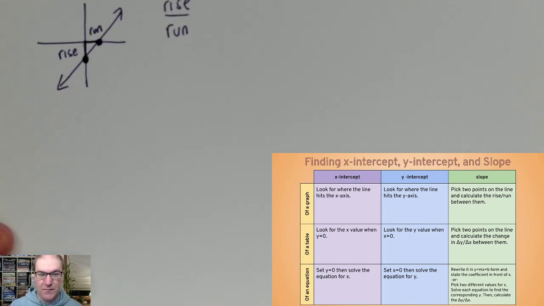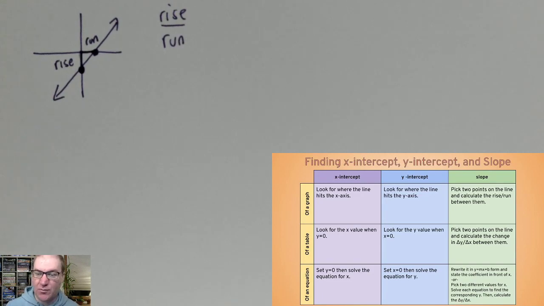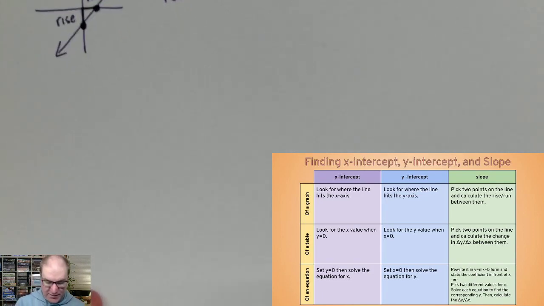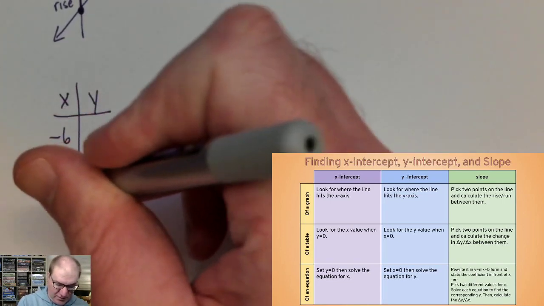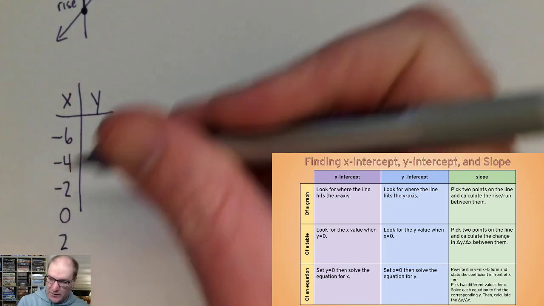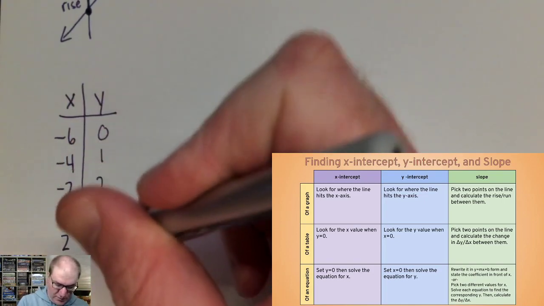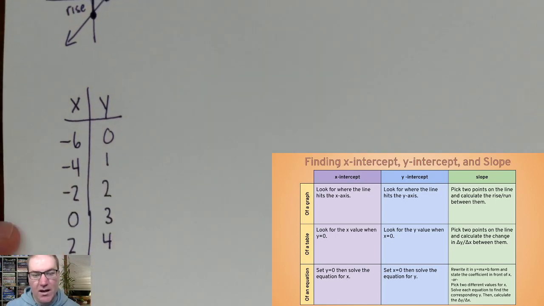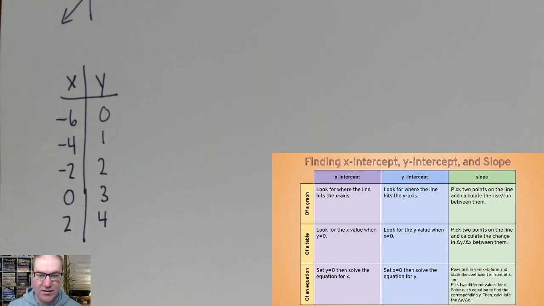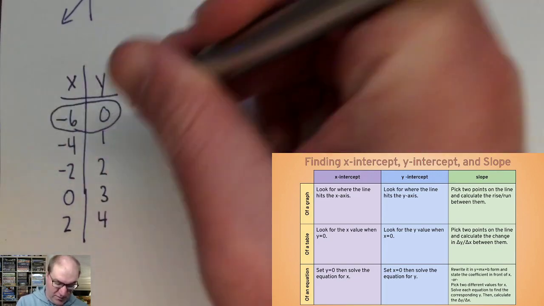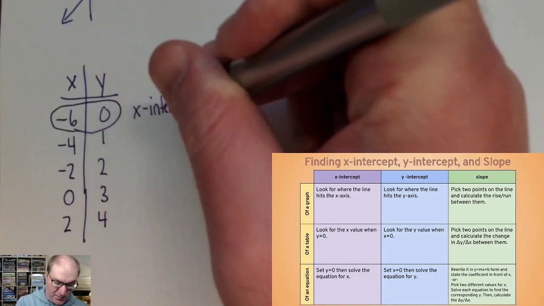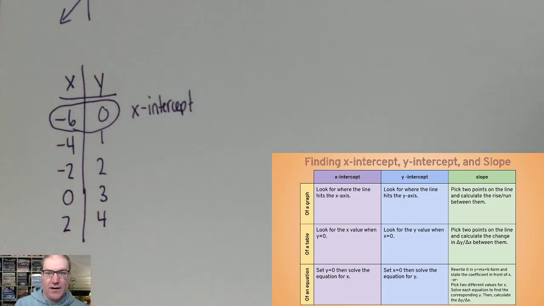Now the next row says, how do you find the x-intercept, y-intercept, and slope of a table? Let's say I give you a table that looks like this: x values of -6, -4, 2, 0, 2, and y values of 0, 1, 2, 3, 4. If I give you a table and I want you to find the x-intercept, all you have to do is look for the x value when y is 0. So this one right here is the x-intercept. Because if y is 0, then it's not going up or down. It's going to be on the x-axis, right?